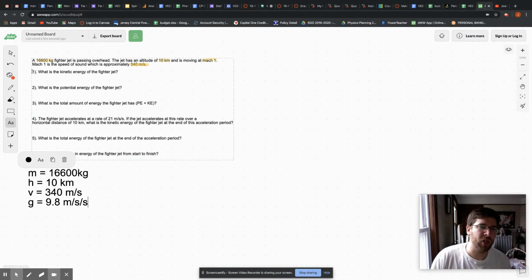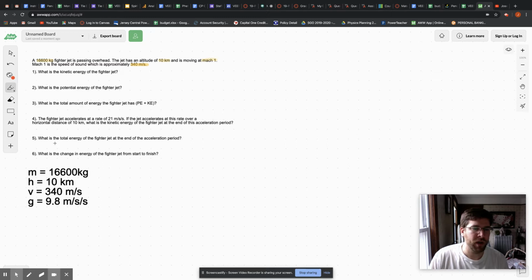So we want to get into solving the problem, but before we do that, we want to check to make sure all of our measurements are in proper units. So going through this, we see 16,600 kilograms. Kilograms is the proper unit for mass. Height is measured in 10 kilometers. You might notice that the proper unit for height is not kilometers, it's actually meters.